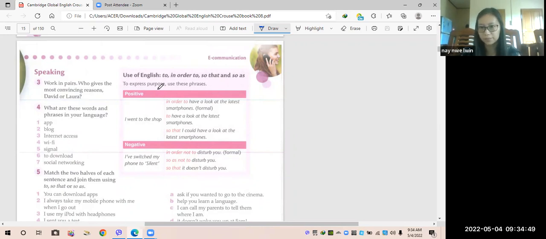So is that clear? We can use all these expressions to express our purpose of the action. I get up early this morning is the action, and to attend the class is the purpose of doing that action. So got it? Actually, the sense and the meaning are the same, but the grammar pattern is a little bit different from each other.